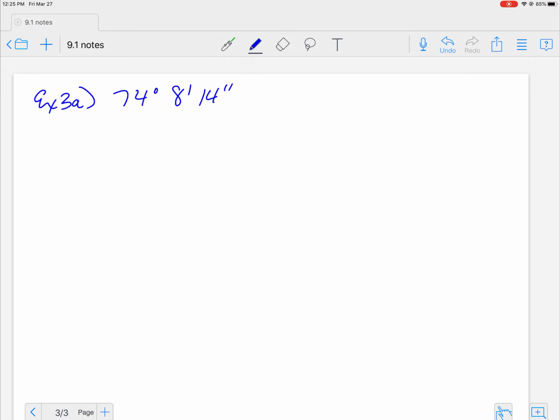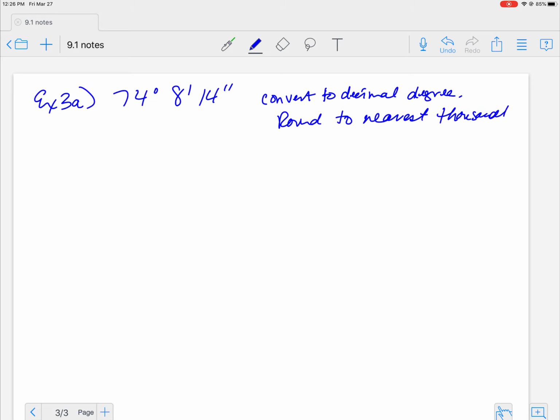So if I have example 3A, I'm going to take 74 degrees, 8 minutes, and 14 seconds, and I'm going to change this to convert to decimal degree, and then round to, what's this say, nearest thousandth. Okay, we're just literally going to use your calculator for this.